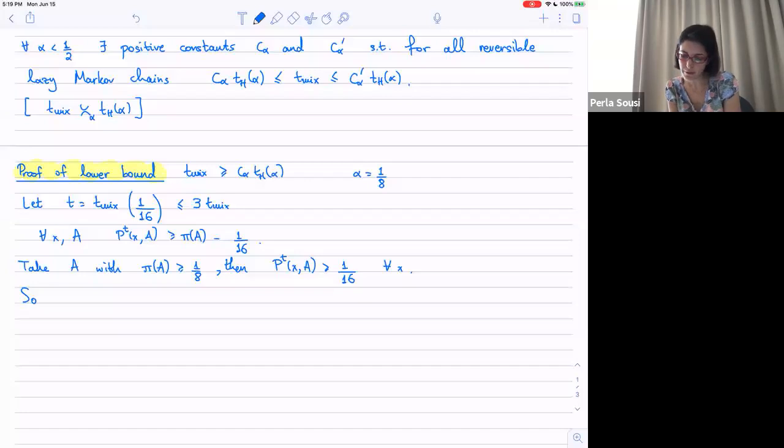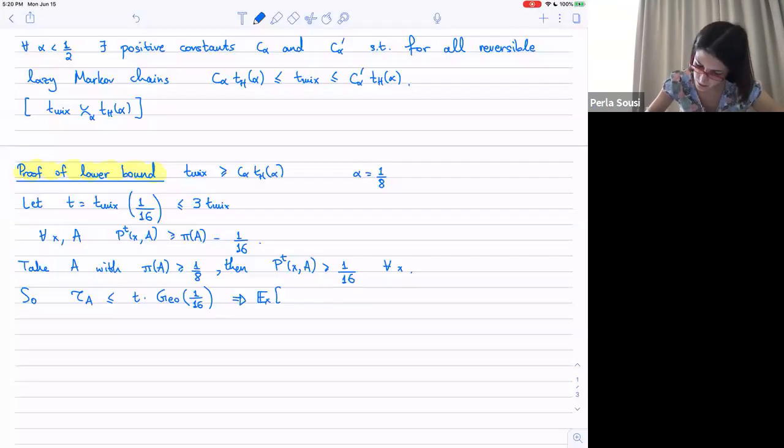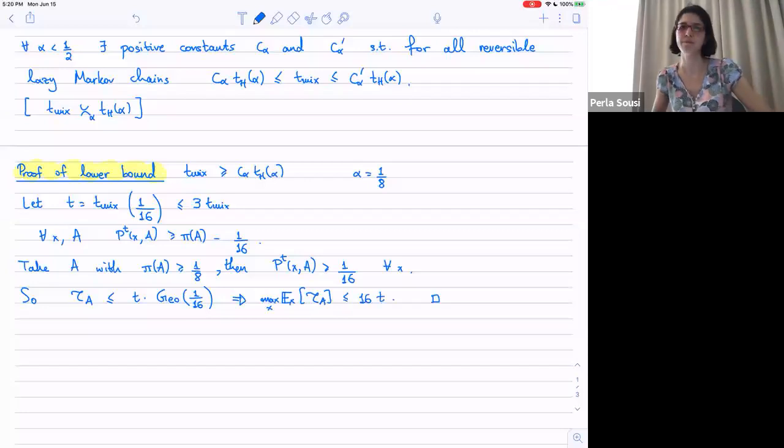Now, if we failed, then because this lower bound is uniform over all starting states X, we're going to use it again. We're going to perform an independent experiment and check whether we are in A after T steps. So this means that we can upper bound tau A, the first hitting time of A, by T times a geometric random variable of parameter 1 over 16. And so this now implies that the expectation starting from any X, so let me write max over all X of E_X tau A, is upper bounded by 16T. And so this is the end of the proof. So that's the lower bound, which is the easy direction.